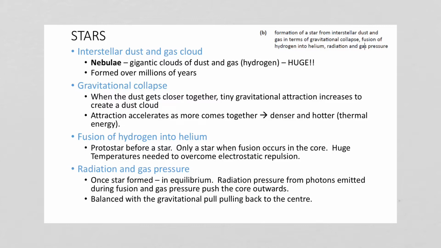Fusion, maybe you're a bit rusty on what we mean by fusion, so you might want to go and look at some GCSE notes on that, and then maybe the difference between fusion and fission. So just in case you're unsure, fission is spelled F-I-S-S-I-O-N, and that's what we have in nuclear reactors on Earth. And equally, you might want to go and see some pictures about radiation and gas pressure.